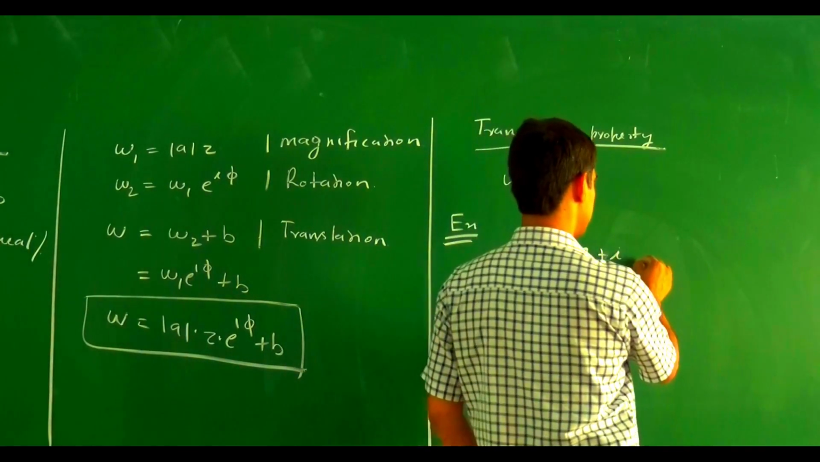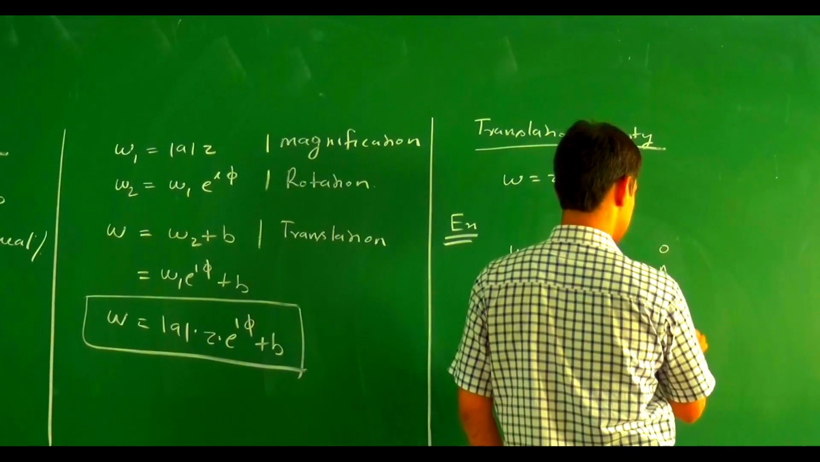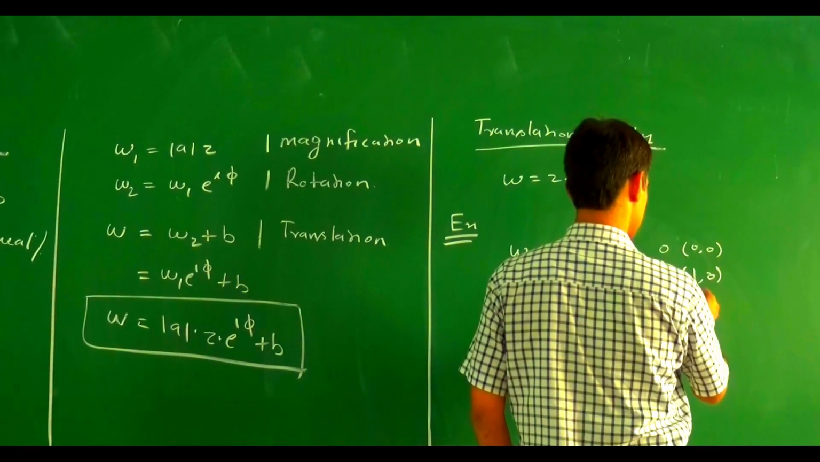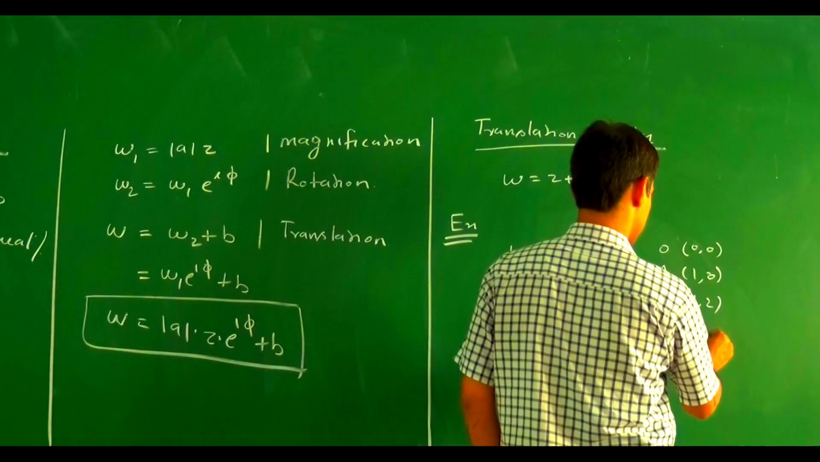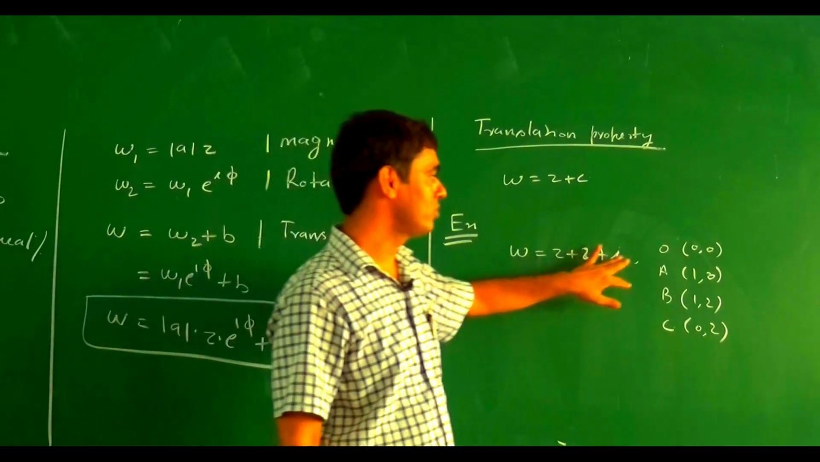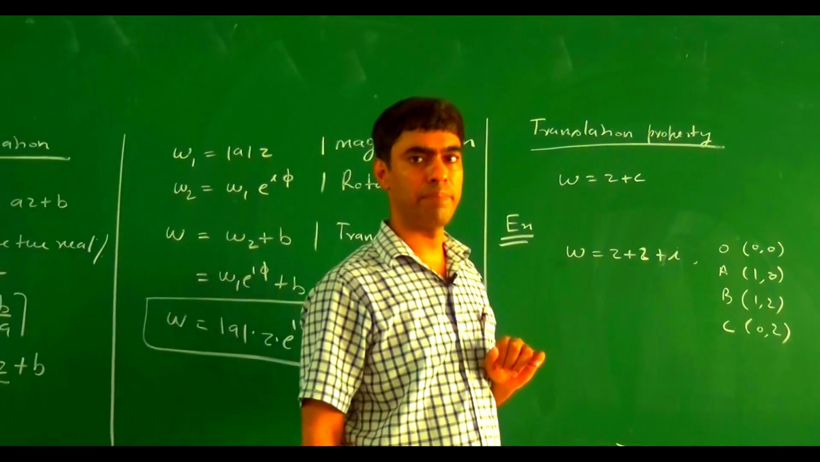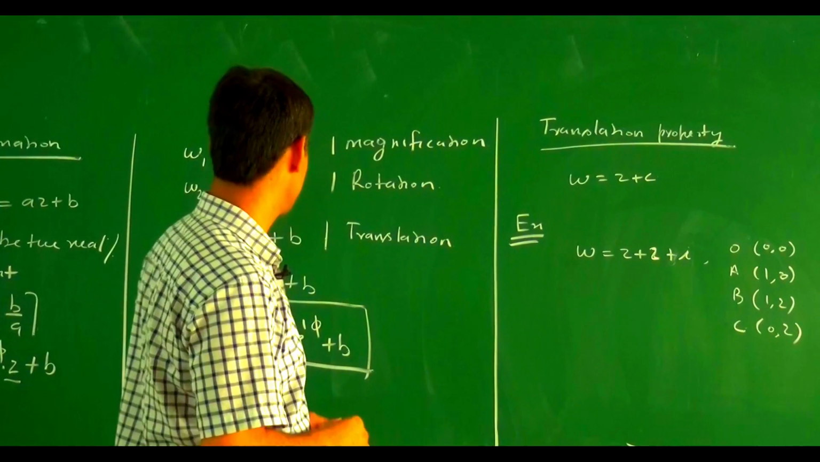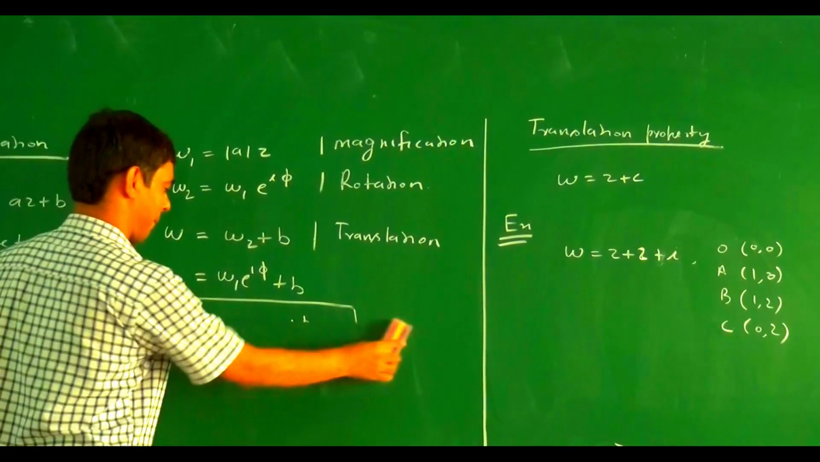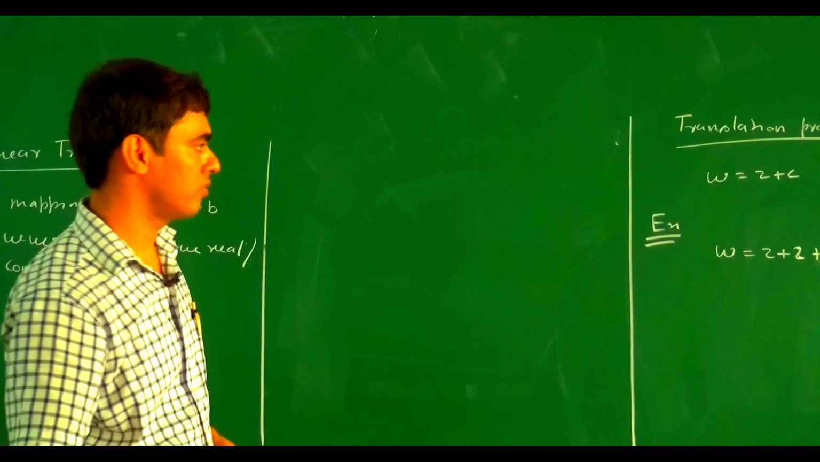And what are the points? Here there are the points O, A, B and C: 0 0, 1 0, 1 2, 0 2. So now we try to find the values for these in the W plane under this mapping.